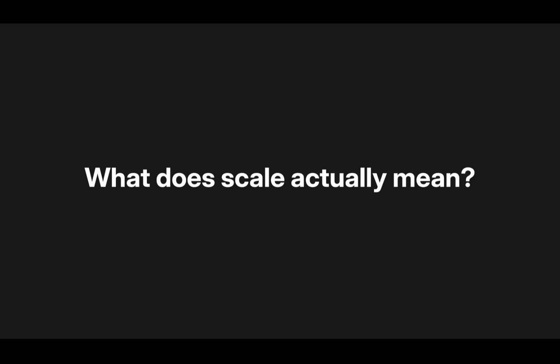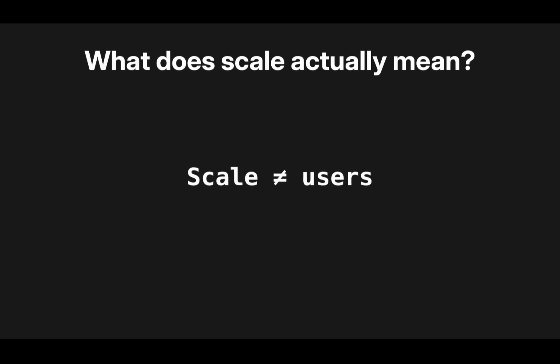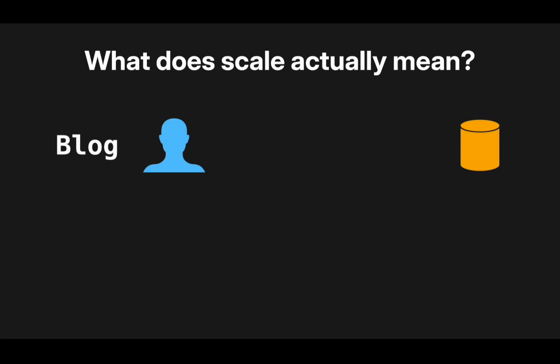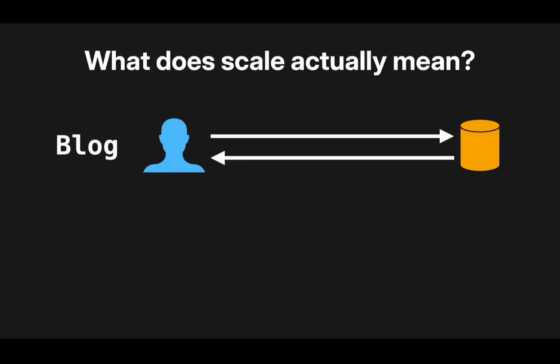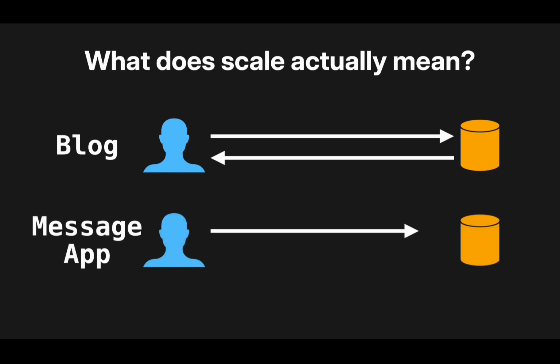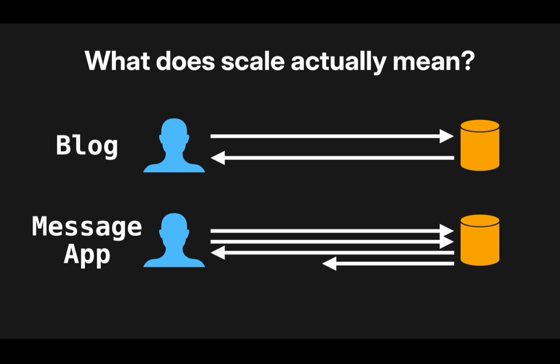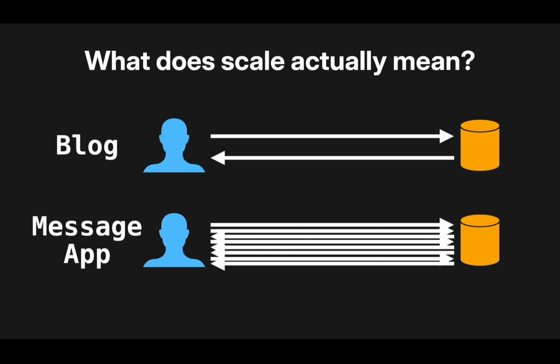The most common misconception here is that people think scale means users. The issue with this is that not all users are on the same platform. For example, one user on a blog probably only accesses 1 or 2 posts, which only queries the database a few times. But one user on a messaging app would query the database hundreds of times, as they send and receive messages, update statuses, and view typing indicators, all of which require constant, real-time data retrieval and updates.